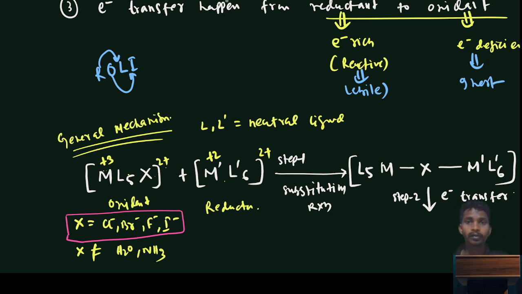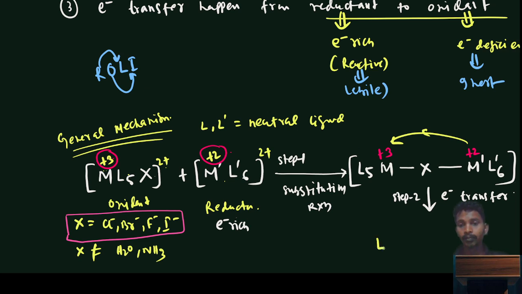Electron transfer. So let's say now we will look only at the charge on the metal. Okay. So what is the charge here? Plus 3. And what is the charge here? That is plus 2. So just keep the charge of this as plus 3 and the charge of this as plus 2. Okay. Now electron transfer will happen always from reductant to oxidant, because this is electron rich. Electron rich, because it has the lower oxidation state, which means it is electron rich. So electron transfer happens from reductant to oxidant.